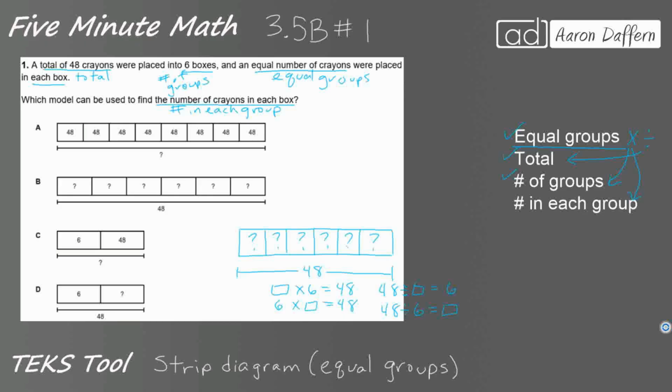But let's see what these other ones actually show as equations. 1, 2, 3, 4, 5, 6, 7, 8. So A shows 8 groups of 48 equals, way too many in a box. Both C and D are actually part-whole strip diagrams. So this is 6 plus 48 equals. And then this is 6 plus unknown equals 48, or you can do 48 minus unknown equals 6. But only B is going to get us our correct answer, and so that is it.